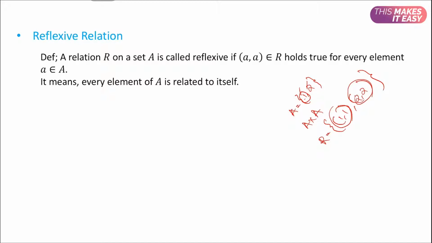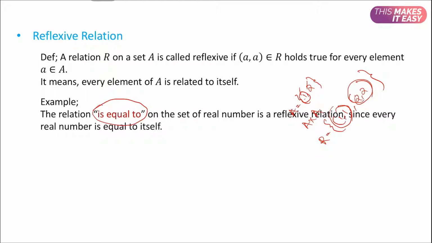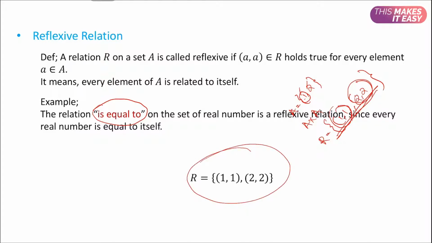So we will take some examples here. The relation "is equal to" on the set of real numbers is a reflexive relation, since every real number is equal to itself. This is the example. Here 1 is equal to 1, 2 is equal to 2. So this is a reflexive relation. Every element of the set is mapped to itself.